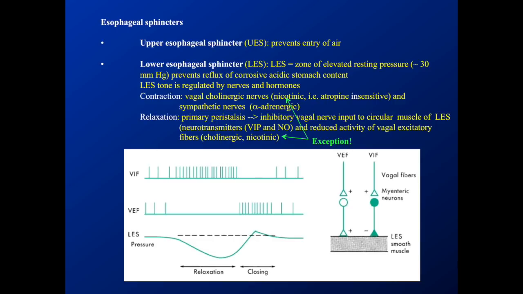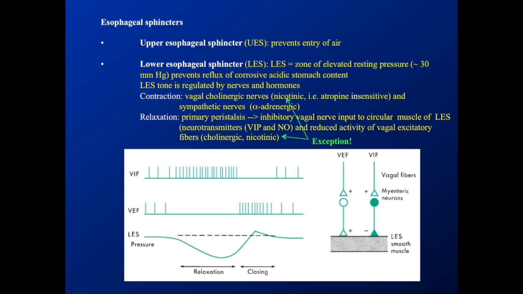So the contraction of the sphincters is by cholinergic nerves, but these are generally nicotinic and therefore atropine insensitive. And there are sympathetic nerves that run to it as well that are adrenergic. The relaxation, which occurs during peristalsis, is an inhibitory nerve signal sent by the vagal nerve to the circular muscle of the lower esophageal sphincter.